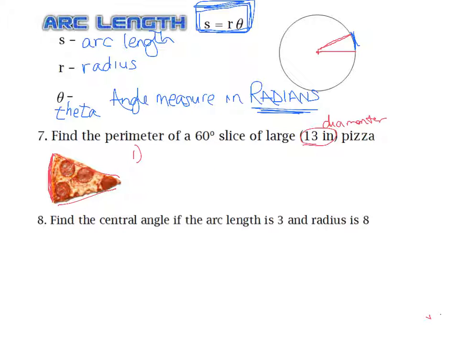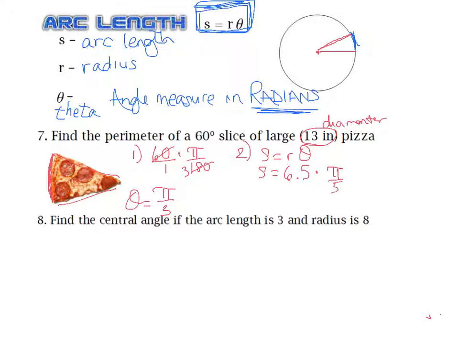First thing I want to do is take that 60 degrees and multiply it by pi over 180. The 60 and the 180 are going to reduce, and I end up with pi over 3 for my theta value. All right, got that. Step 2 would be to go ahead and use the arc length formula. S equals R theta. Looking for the arc length. The radius, if the diameter is 13, the radius is 6.5, and theta is pi over 3.